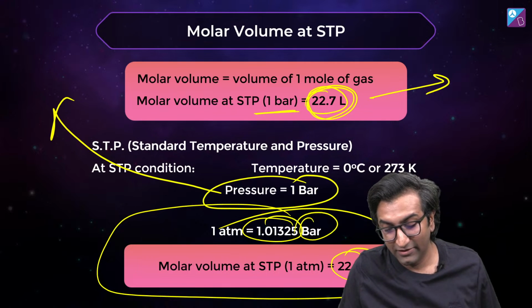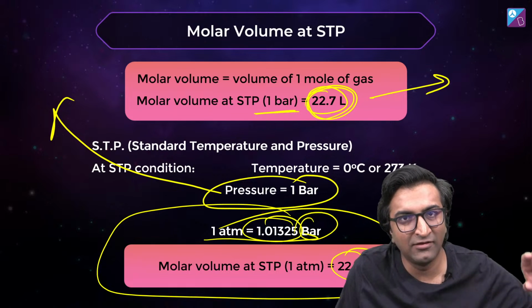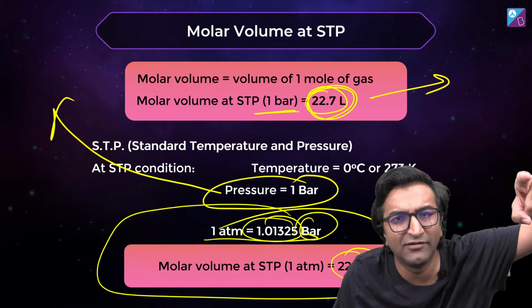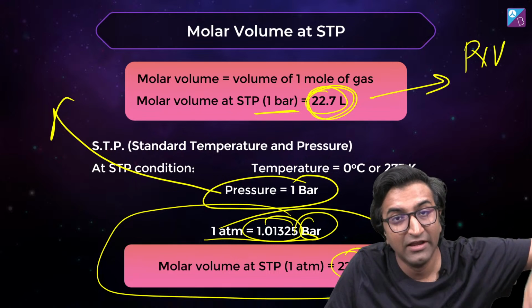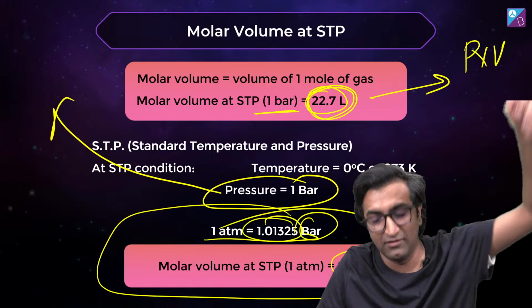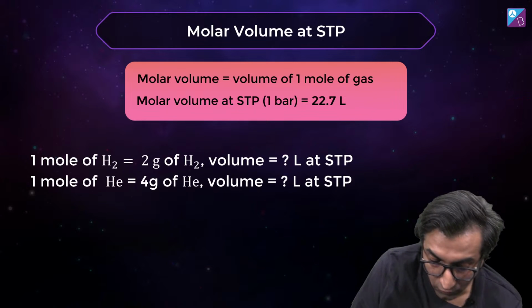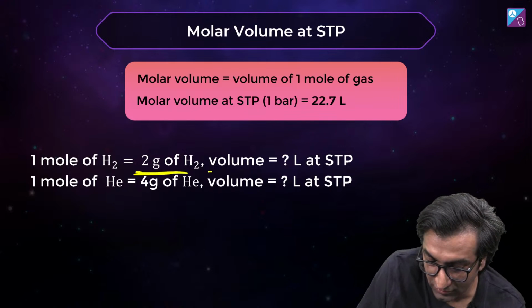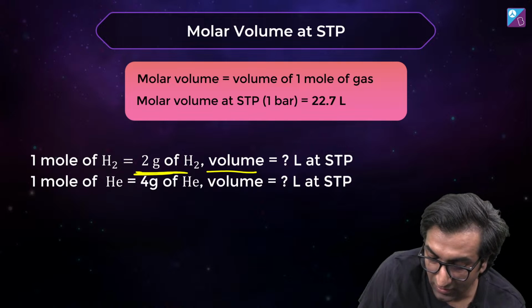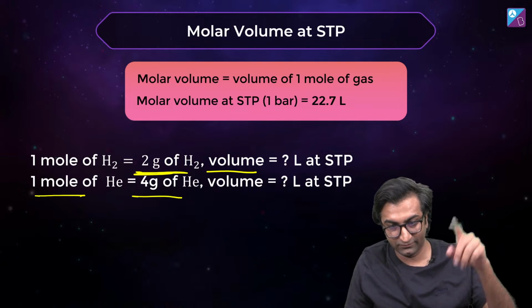Okay, 1 bar is the pressure. 1 bar is lower than 1 atmosphere, so the volume is higher. You have all mugged this in 9th and 10th standard: P into V is constant. If the pressure is low, volume will be high. Let's not spend time on this. Okay, so what is the implication? 1 mole of hydrogen is 2 gram of hydrogen. What will its volume be? 1 mole of He is 4 gram of He. Answers in the chat, please.